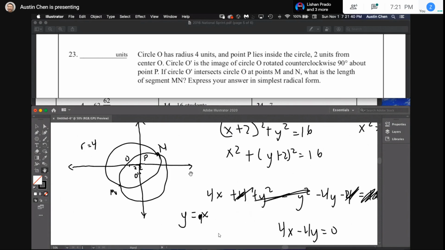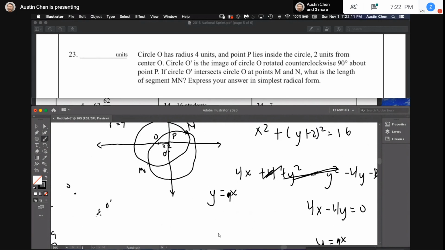Wait, actually, maybe you can do it geometrically easily. Wait, let me see if this will work. So O and O prime are here, right? And M and N are here. Maybe I should just use this figure. So we know that these distances are 4, right? And this is 2, 2, and 2 like that, right? So this distance will be 2 root 2.